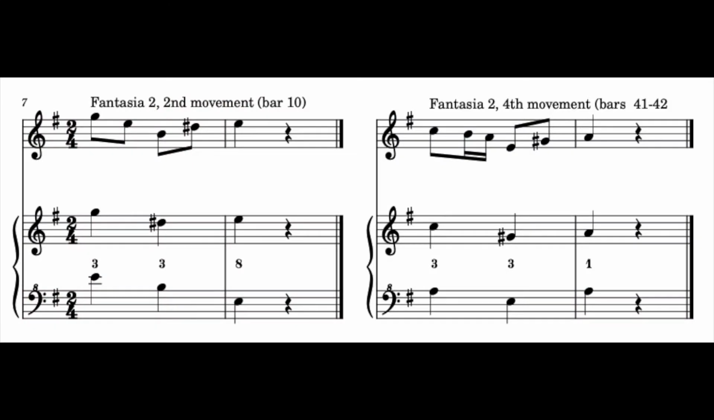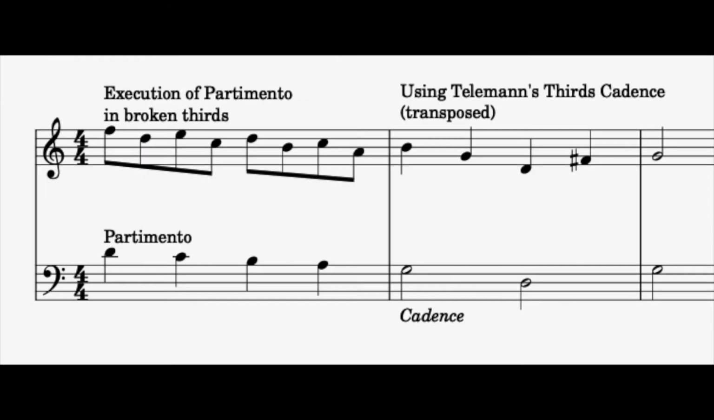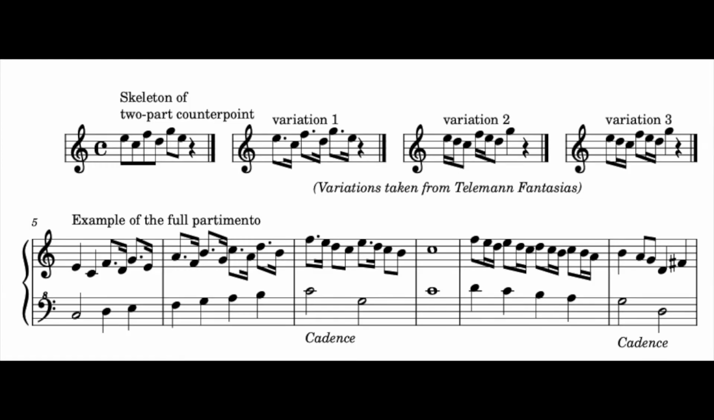Following Partimento methods, I then work on variation, transposition, and how to cadence. Specifically when it comes to variation and cadence, I use Telemann's examples, extracted from his Fantasias. This is the cadence Telemann uses often in thirds. Then I looked in Telemann's Fantasias for options to vary these thirds.